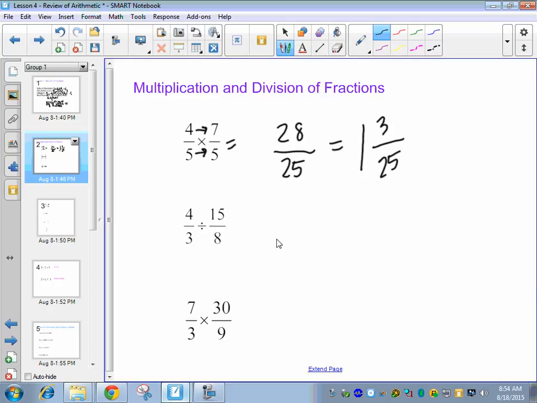Cross-canceling, I guess is what you would call it. But we want to do something with these fractions before we do that, because we're trying to divide them. Reduce. We do want to reduce them. What do we want to do first, though?